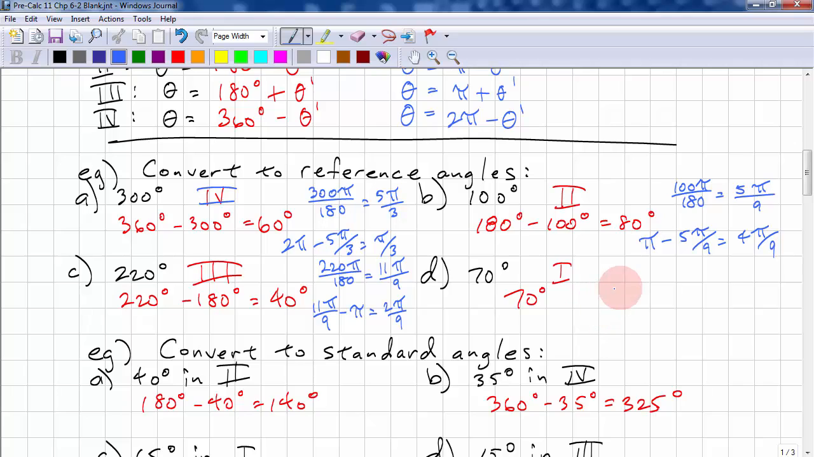And finally, in the first quadrant, this is easy. We have 70 pi over 180. This is 7 pi over 18. And the answer is still the same, 7 pi over 18. We don't do anything with the angle in quadrant 1.